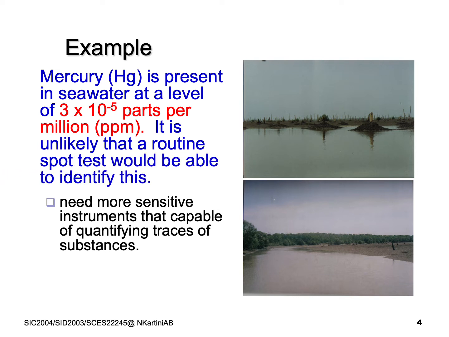Mercury, for example, is present in seawater at a very low level, at 3 times 10 to the minus 5 parts per million. That means it's very, very low. So in chemical analysis, a lower level of measurement requires a more sensitive instrument to determine the concentration of analyte in the sample. In this case, you cannot use a spot test to identify it. Of course, you need a very sensitive instrument, for instance, ICP.